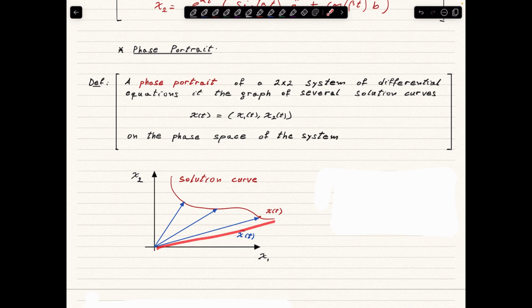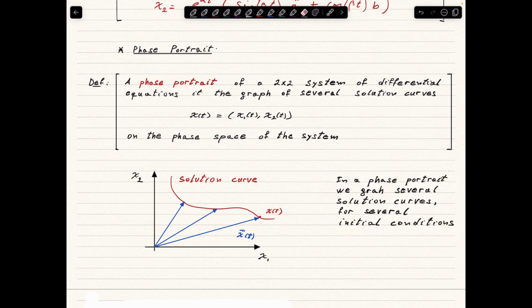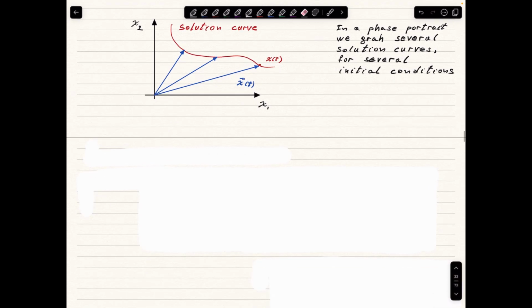If we start drawing arrows all the time, it's going to be super messy. So instead of drawing the whole arrow, we're going to focus only on the endpoint, no more arrows, and then each solution is going to be represented by a curve. The curve is the endpoint of the vector that is moving. In a phase portrait, we graph several solution curves for several initial conditions, and we graph only the curves, not the whole vector.